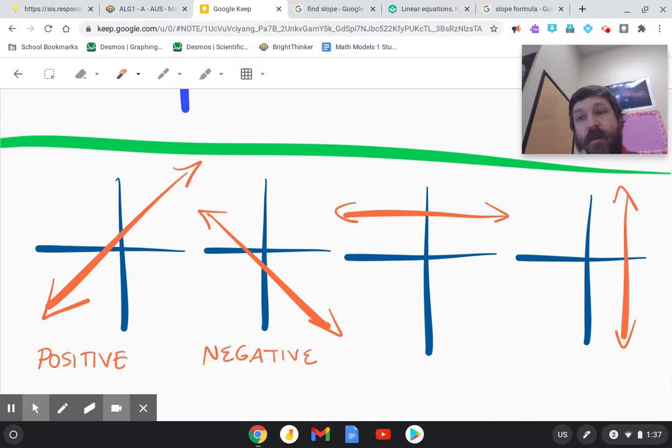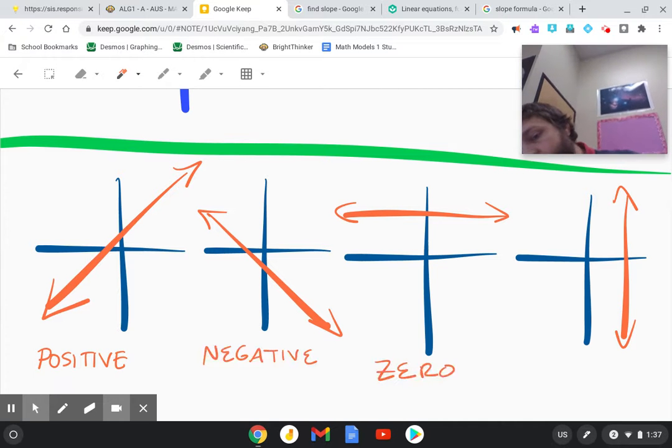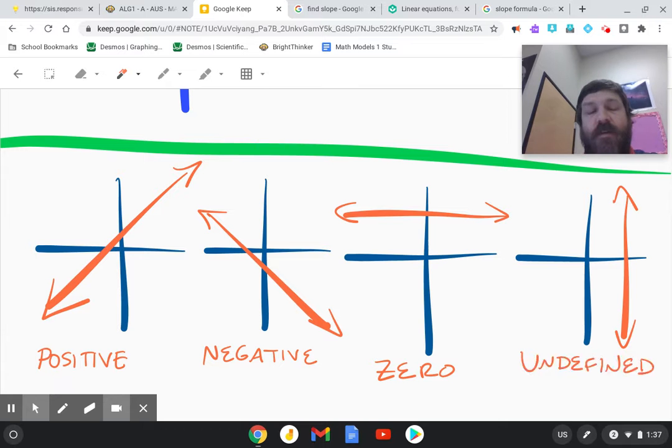The last two kind of represent unique cases. This is what we call a slope of 0, meaning it isn't actually increasing at all. It's just staying flat. There is no up or down change. And then lastly, we have what we call undefined. So slopes where the line goes straight up and down vertically is called an undefined slope.